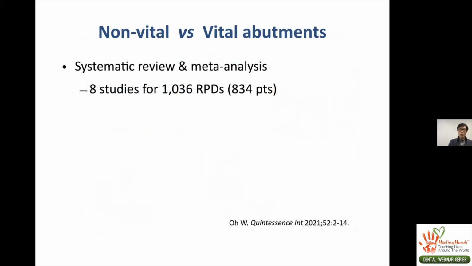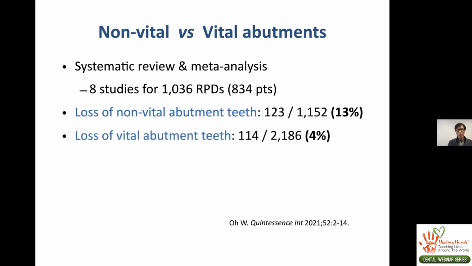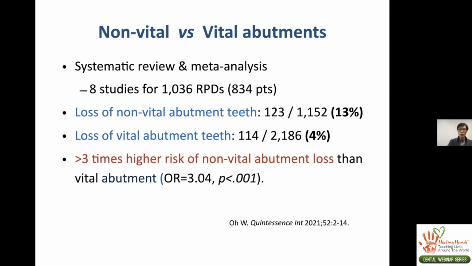So we did a systematic review to look at what's going on behind. And this study basically looks at 7 clinical studies that have reported the survival of the abutments. And we compounded all the data for almost 1,000 RPDs for 800 patients. And we have found out the failure rate of the non-vital abutment was almost 13% versus 4% for vital abutments. The difference is almost 3 times greater risk of failure of non-vital abutments, regardless if the abutment was restored with post and core or not.